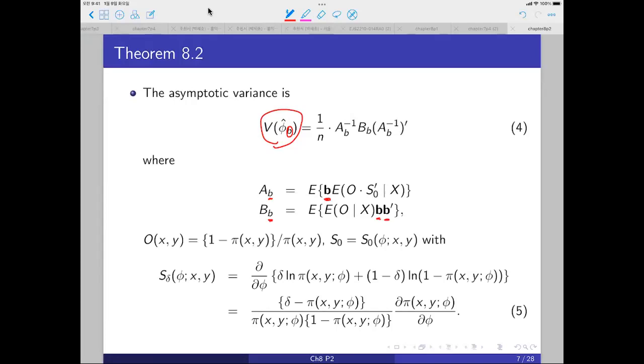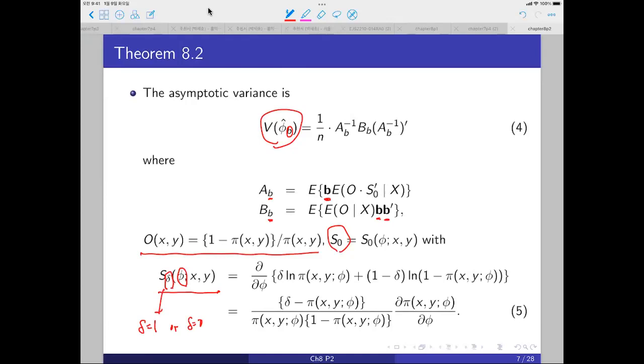So O(x,y) is this one. And then S_0 is the score function of phi at delta equal to 0. So S_delta means you have delta equal to 1 or 0, right? So you have two. This is just a notation. So S_0 is the value of S_delta at delta equal to 0.